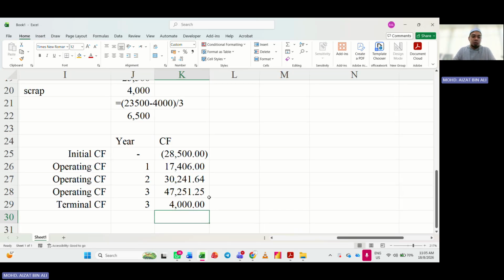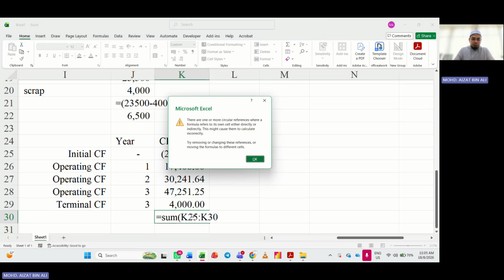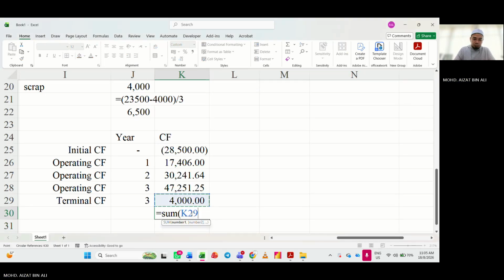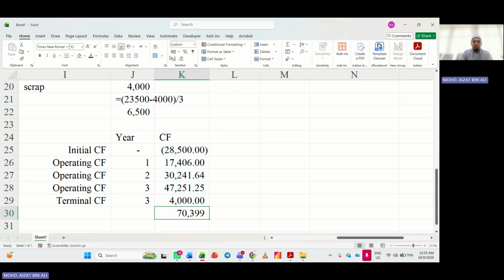Now the total is 7,399, this amount. So what does it actually mean? This is what we do if we want to answer: should we do this project or not? The cost that we spend is 28,500 ringgit, and this is the total amount that we generate. If you can see here, the amount is 98,000 ringgit.